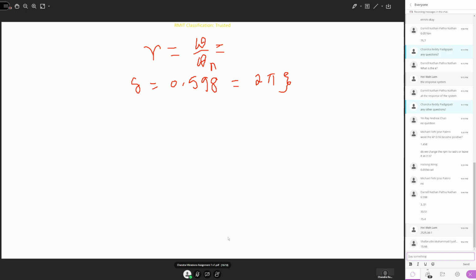So we can equate the logarithmic decrement delta with 2 pi into eta. This we can only apply when eta, the damping ratio, is small. So we consider in this case the damping ratio is small because the system is subjected to gravitational force. Okay, so calculate the damping ratio eta. You can calculate the ratio of the frequencies r, then you can calculate the damping ratio.